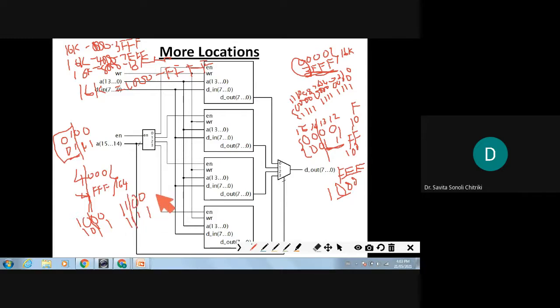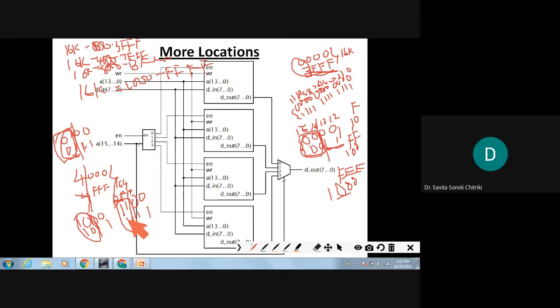So you observe that from A0 to A13 there are changing lines, whereas A14 and A15 are remaining constant. So for the first 16 kilobytes A14 to A15 are 00, second 16 kilobytes A14 to A15 are 01, third 16 kilobytes A14 to A15 are 10, and the fourth block of 16 kilobytes A14 and A15 are 11. Yes or no? Yes ma'am. Is it clear to all of you?